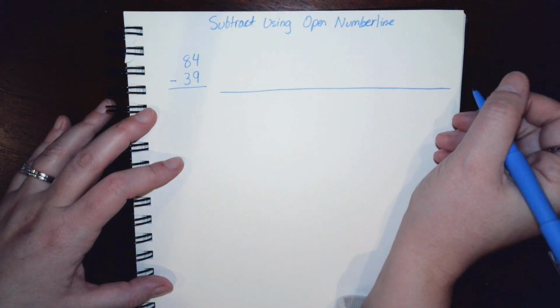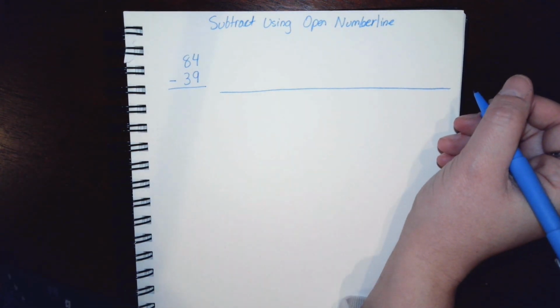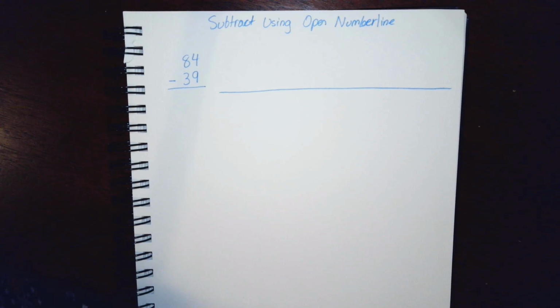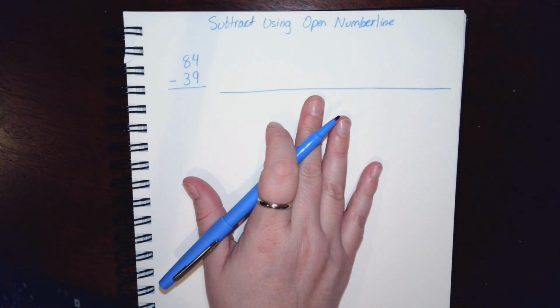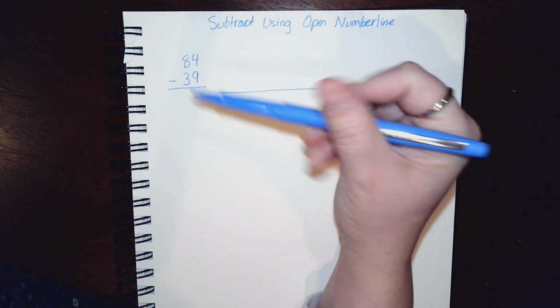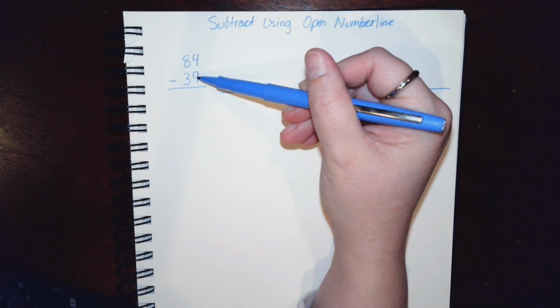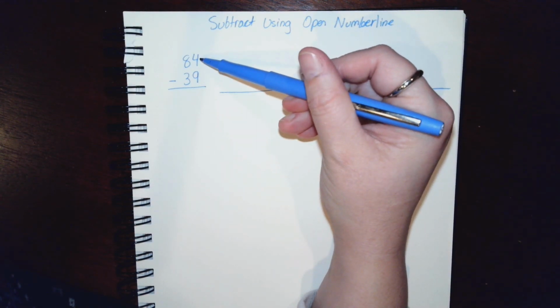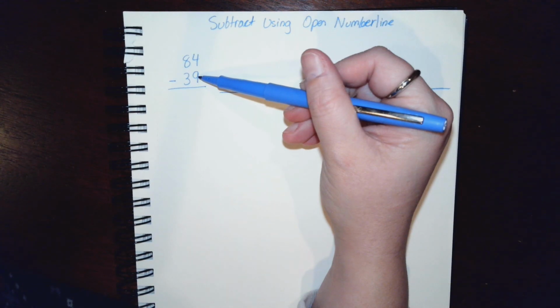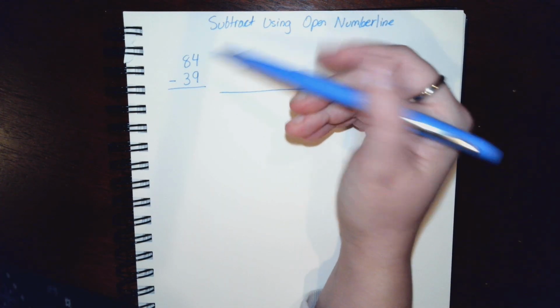Why do I call it an open number line? Because if I'm using an open number line, I can start anywhere on that number line. So another thing that we've talked about with subtraction is finding the distance between the minuend and the subtrahend. Okay, so I want to find the distance between these two numbers.